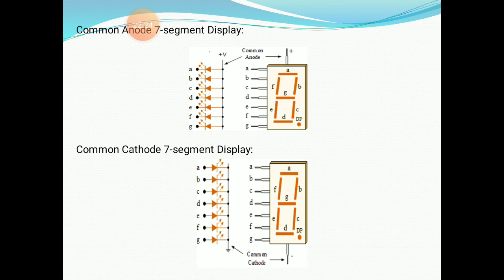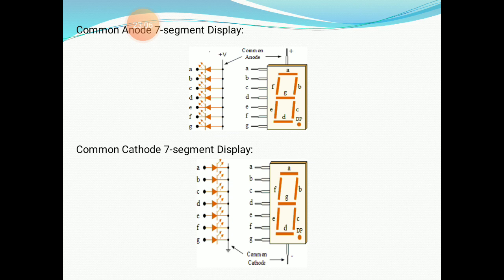Now let us see the diagrams of the two devices, the common anode 7 segment display and the common cathode 7 segment display. In the common anode 7 segment display, all anode terminals are connected together and positive voltage plus V is connected, and the negative terminals are represented with A to G segments. To display a particular LED, logic 0 is applied to the particular segment, then the corresponding diode or LED will be forward biased and the segment will be illuminated or on.